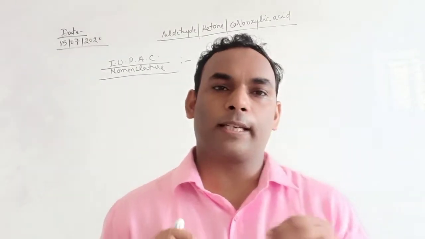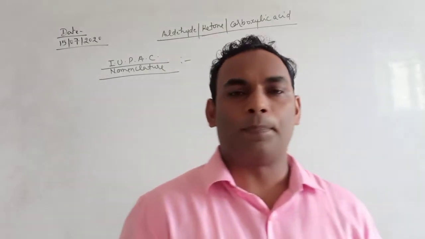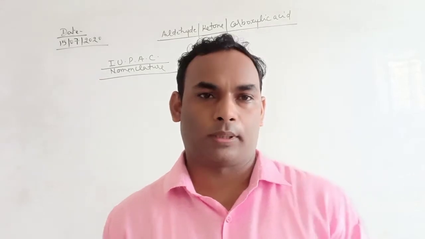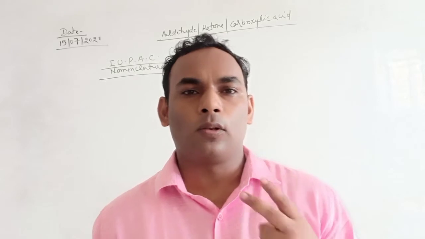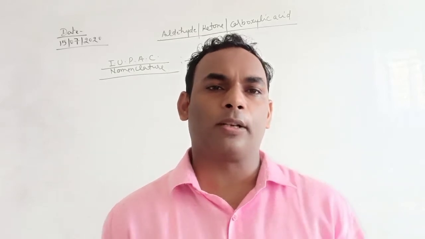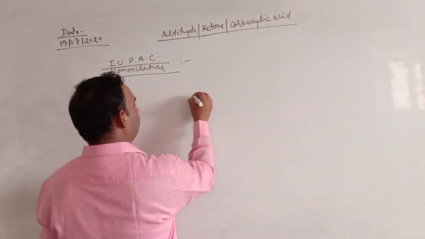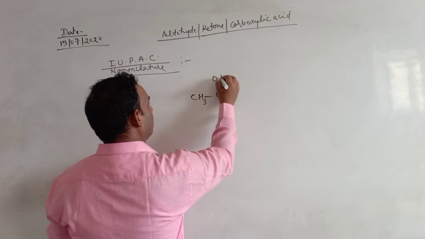Today I am going to explain the IUPAC system of those compounds which contain more than one functional group. It means those compounds which contain two or more different functional groups. So look at the example. Suppose you have the example of this compound.